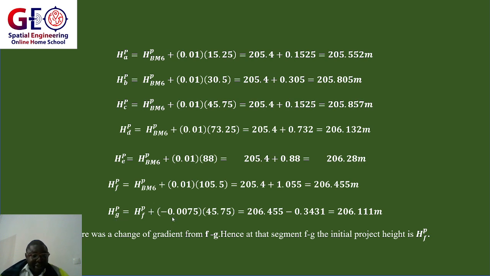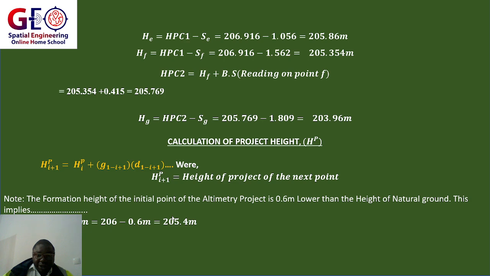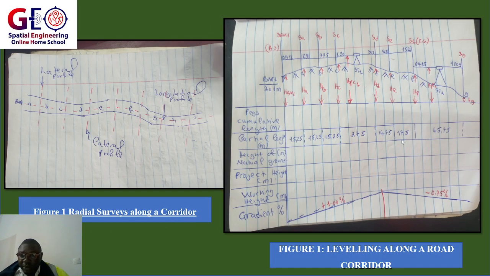The gradient is not the same. If you go back to the sketch, you are going to see that from F to G, we have another gradient of minus 0.75%. That implies that we now have to multiply the distance from F to G by this new gradient.